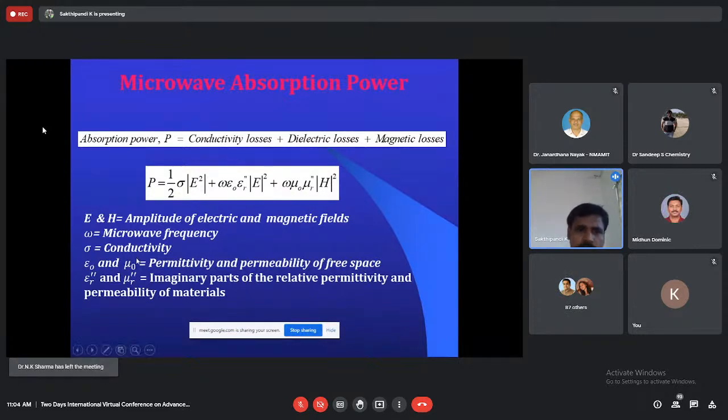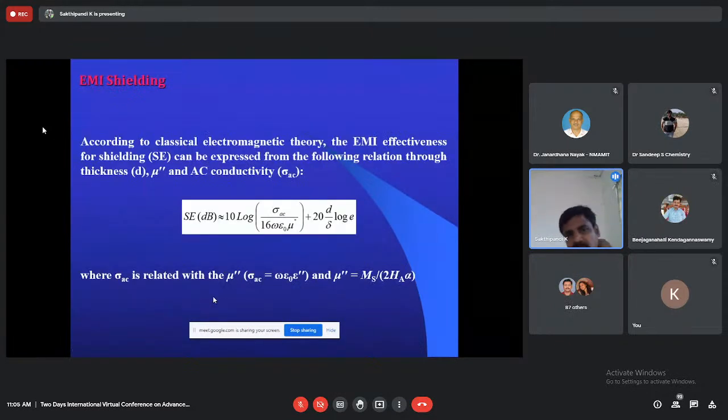So we know sigma is the conductivity, and epsilon naught and mu naught are the permittivity and permeability of free space. Epsilon double dash and mu double dash are the imaginary parts of the relative permittivity and permeability of the materials. Omega is the microwave frequency. So in general, the absorption depends upon this formula.